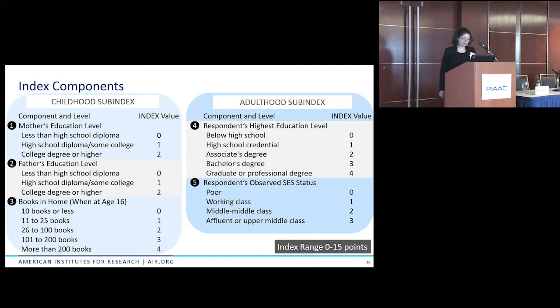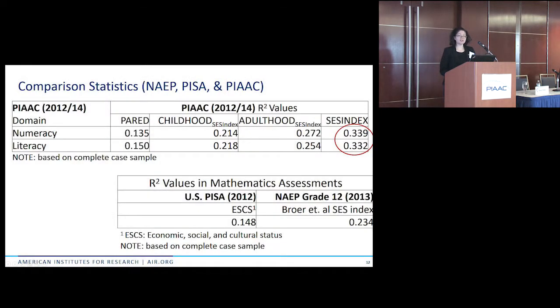On the other hand, the maximum SES value is 15 if the respondent had the highest index value for each of the 5 components. So looking at our R-squared value for the PIAAC SES index, we explain about 33% of the variation in literacy and about 34% of the variation in numeracy.